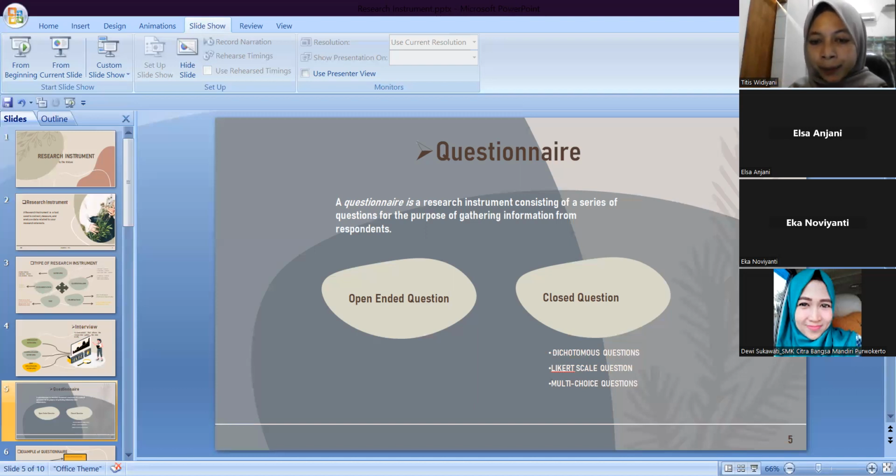And the second is Likert scale question. It is a kind of question that provides a scale or level, like strongly agree, agree, average, disagree, and then strongly disagree. And then the third is multi-choice question. Actually, the researcher has already provided some options to be chosen. Like you must choose A, B, C, like that.